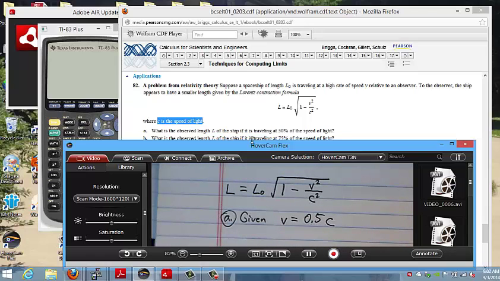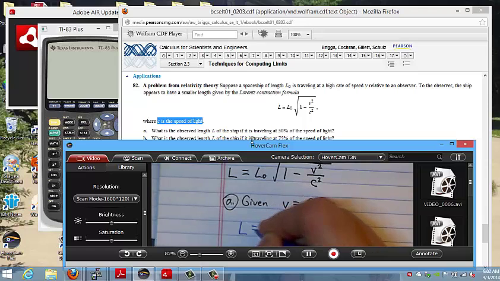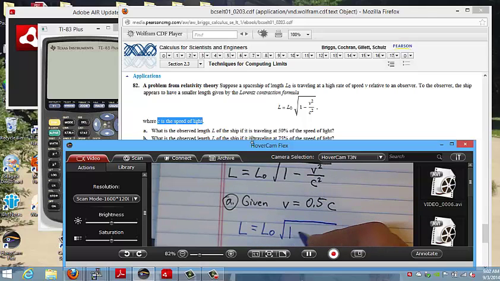Right? So I can do that. I can just substitute that into my formula. And the question is, what can you tell me about the new length? Well, L is going to be L naught times the square root of 1 minus, this is 0.5 c squared here over c squared, right?